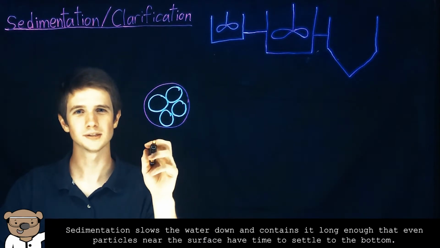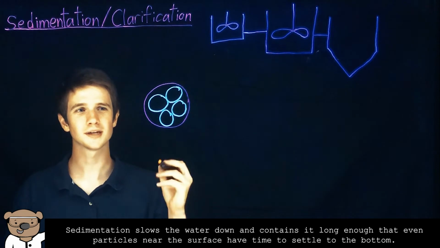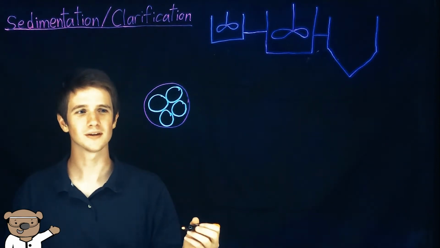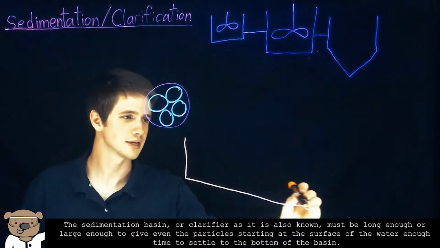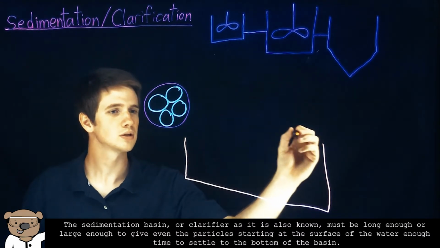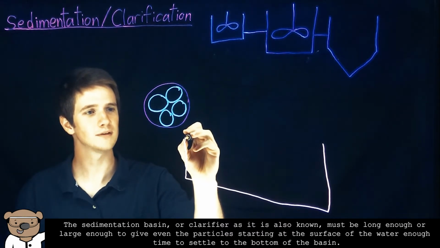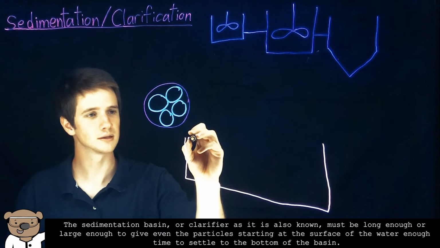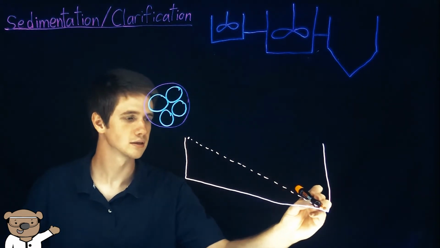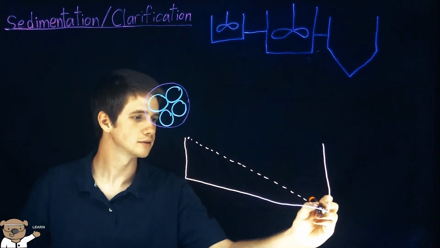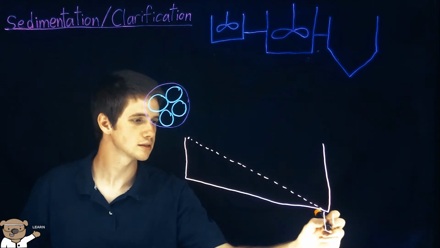Now that all the colloids have joined together and formed bigger friend groups called flocks, they can now settle down to the bottom of the basin they're in. The sedimentation basin, or clarifier as it's sometimes called, is just a really long basin that gives all of these particles enough time, even the particles at the top of the basin, enough time to settle to the very bottom of the basin. Then these particles can be collected there, scraped off the bottom, and sent to waste management.